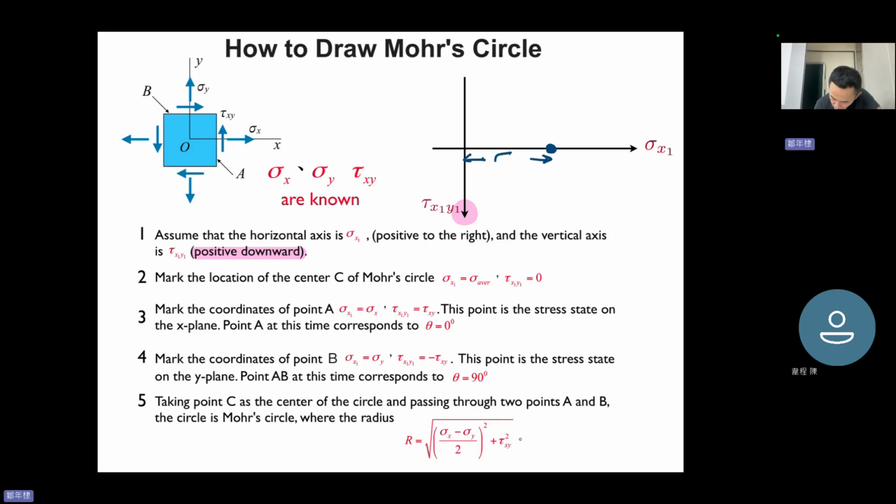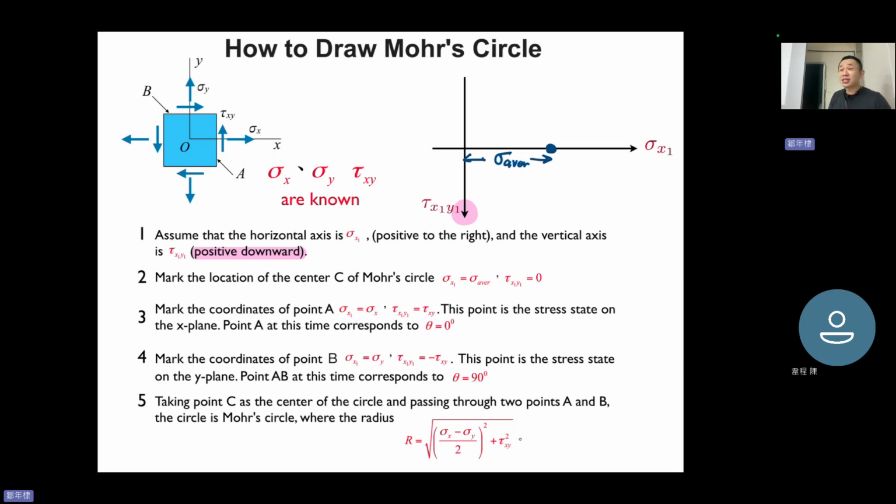So this is sigma average. Okay, and tau x1 y1 is 0. Maybe you will notice that the center is always at the sigma x1 axis. Why is tau x1 y1 always equal to 0? Well, this is because of plane stress.